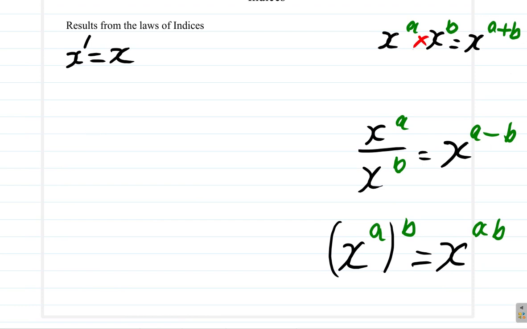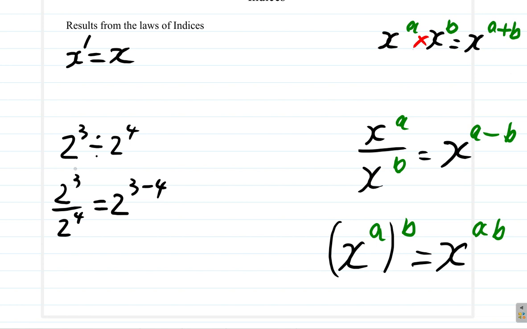Let's try this. Suppose it was a case where the numerator index was smaller than the denominator index: 2 to the 3 divided by 2 to the 4. What would happen? This is 2 to the 3 over 2 to the 4. According to the second law of indices, this is the same as 2 to the 3 minus 4, right? The numerator index minus the denominator index.